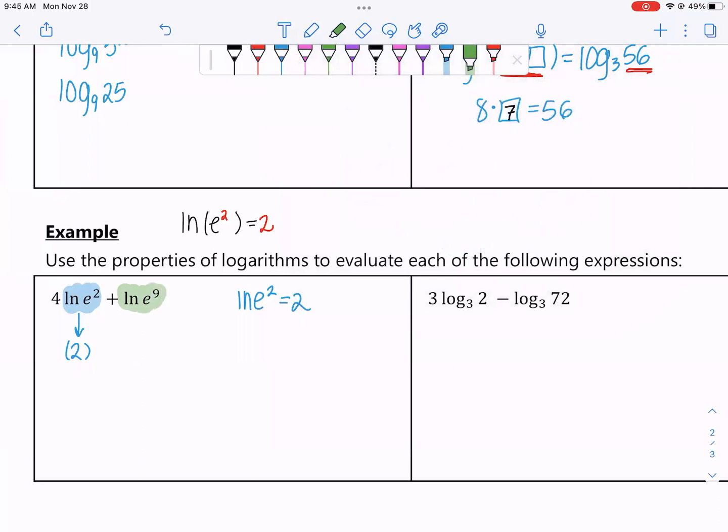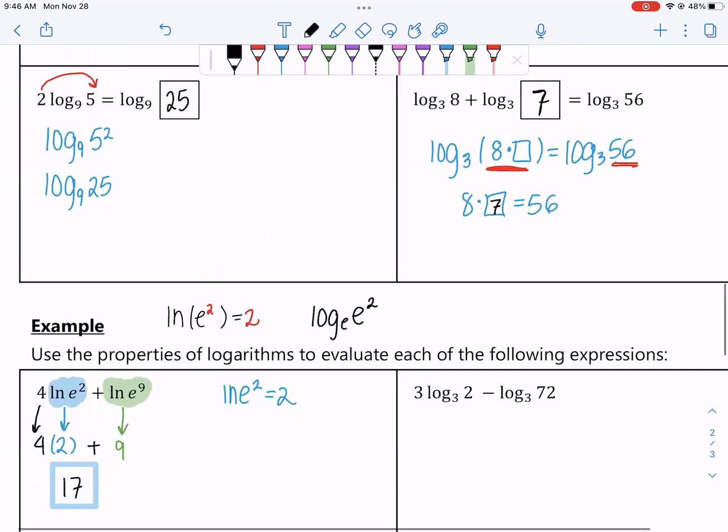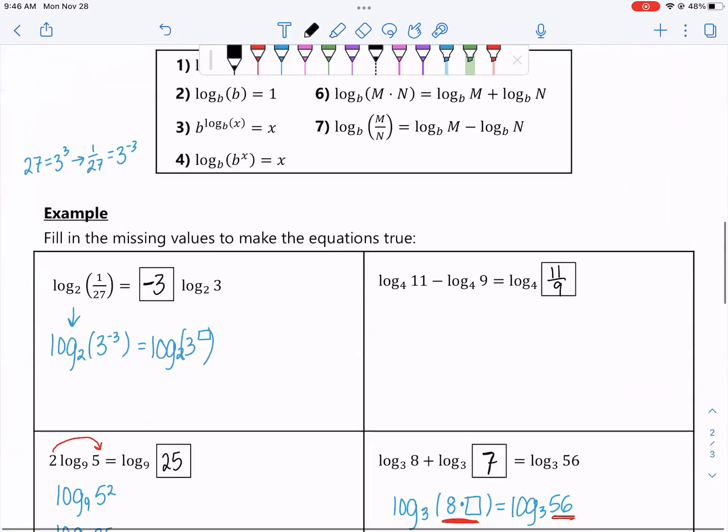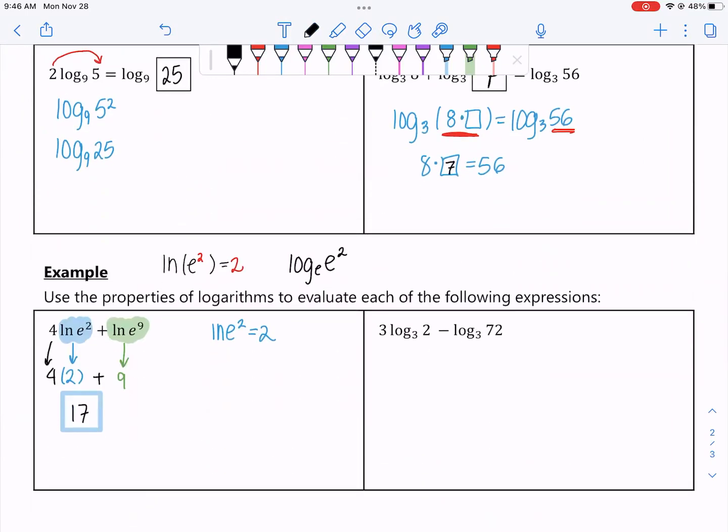And this guy over here, the ln e cancels out. You're just left with 9. The 4 comes down. So we have 4 times 2 plus 9. That's not bad at all. That's just 8 plus 9, which is 17. Boom. Right? This works because ln is log base e, right? Log base e of e squared. It falls right into rule number 4.